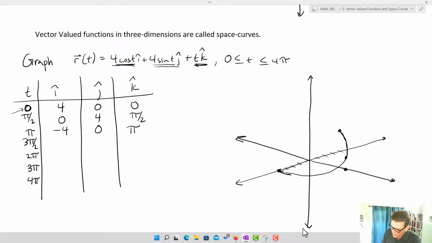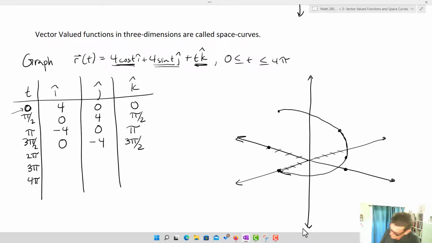Now what about 3 pi over 2? Well, cosine of 3 pi over 2 is going to be 0, so that's 0 again. Sine of 3 pi over 2 is going to end up being -1, so this is -4. And then for 3 pi over 2, we're now continuing to climb in the z direction. So now my vector valued function is over here. It's got -4 in the y direction, and then I'm going to go up 3 pi over 2, which is about 4.5. So it's kind of started to climb again. So there we go.